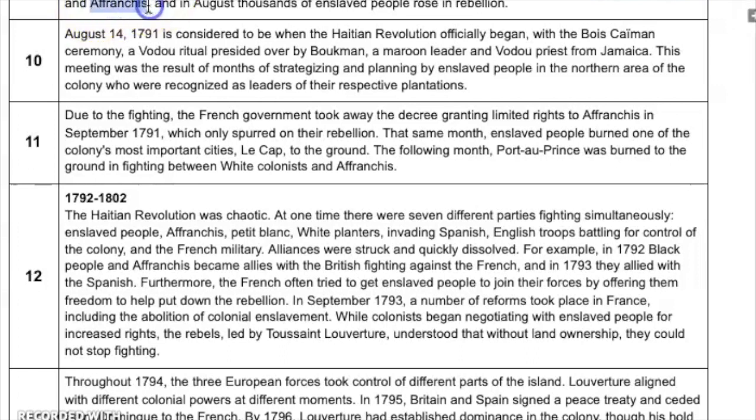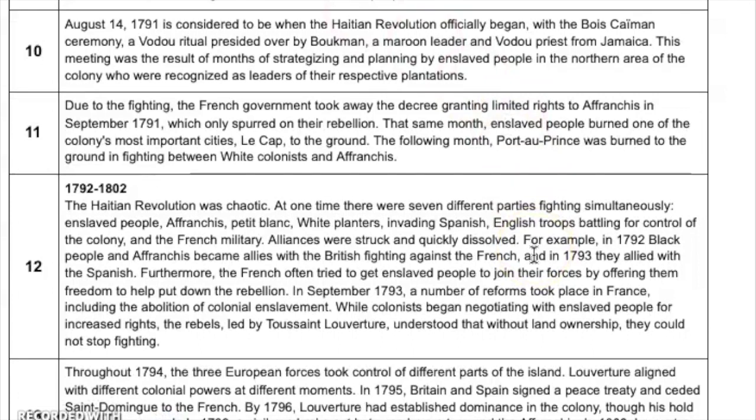Afranchis, remember that's freed Africans and people of mixed descent. They are also going to be fighting because they believe they deserve more rights in society. And then by August of 1791, the enslaved people are going to also rise up. So 3 different groups, all kind of fighting for 3 different things. Paragraph 10.